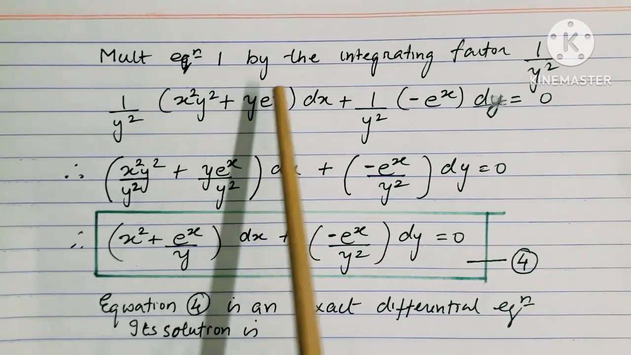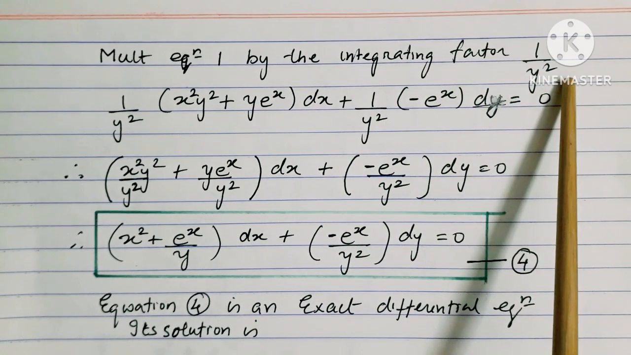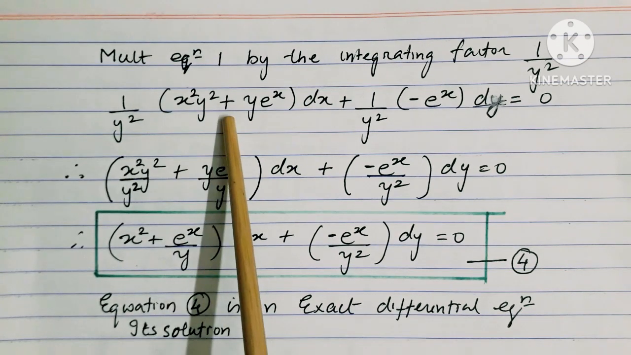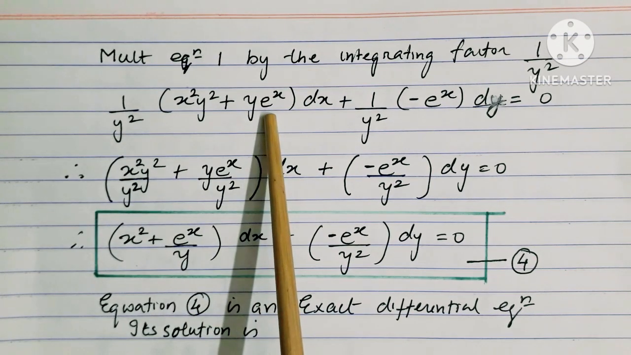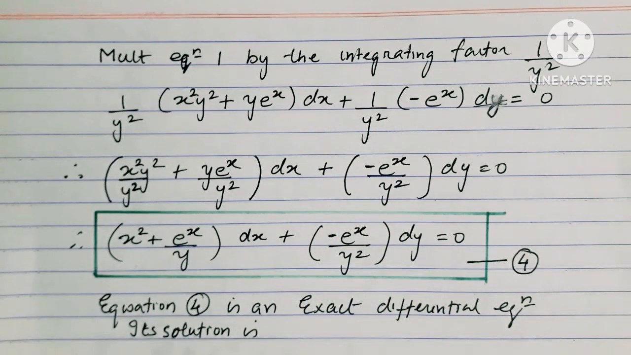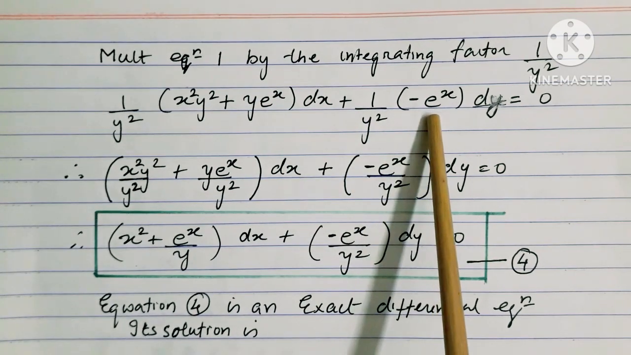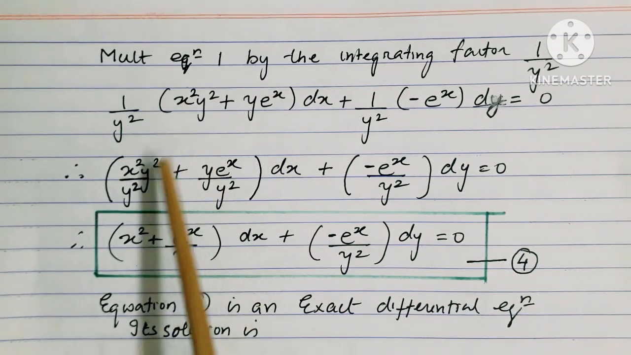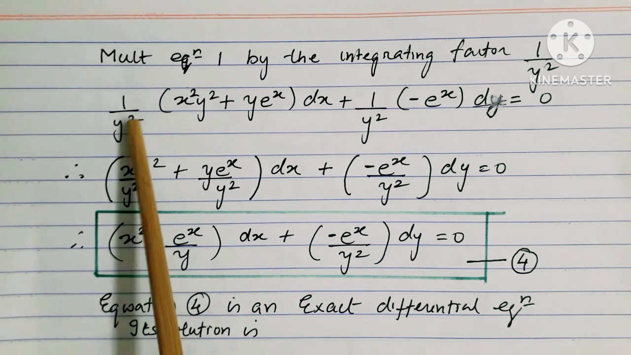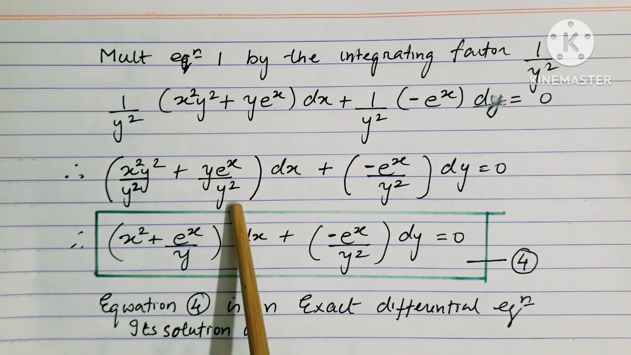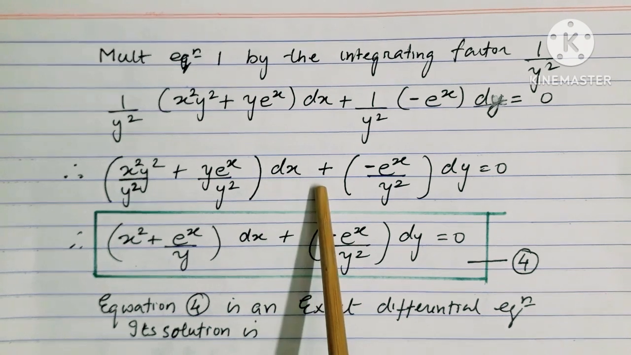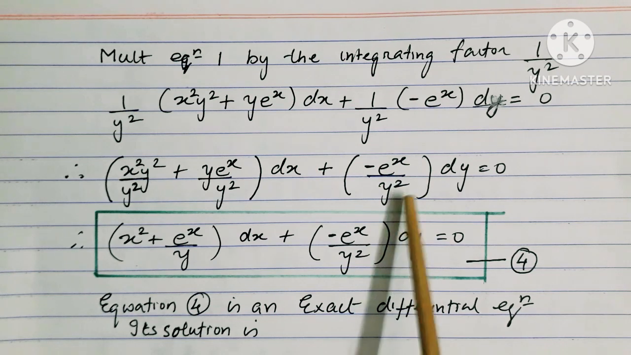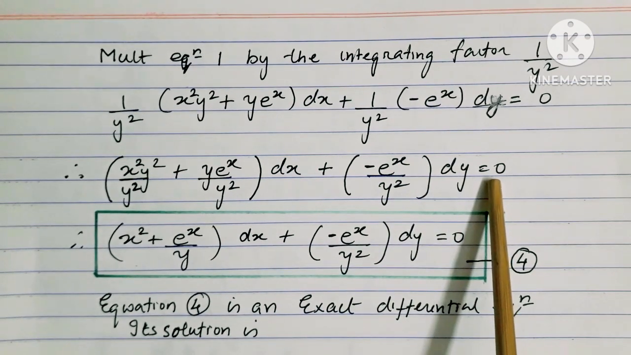Now, multiplying equation 1 by the integrating factor 1 upon y square, we get 1 upon y square into bracket x square y square plus y into e raised to x dx plus 1 upon y square into bracket minus e raised to x dy is equal to 0. Now, this would be x square y square upon y square plus y into e raised to x upon y square dx plus into bracket minus e raised to x upon y square dy is equal to 0.